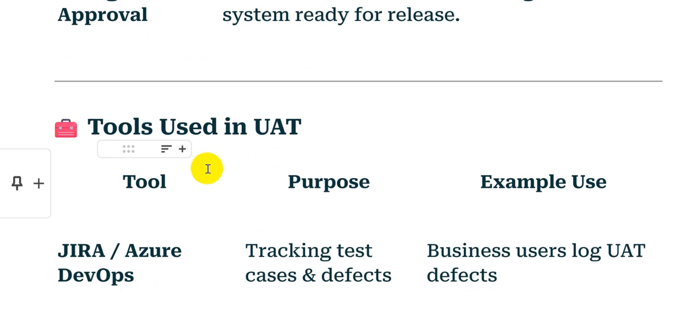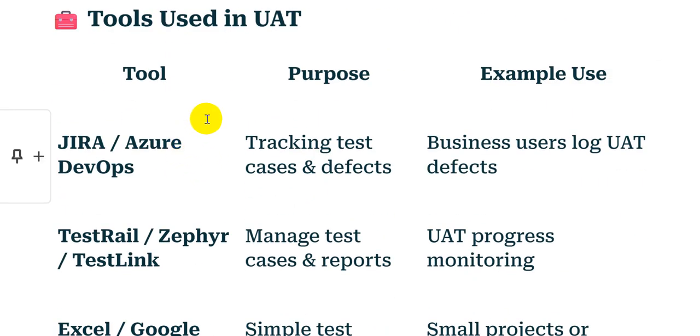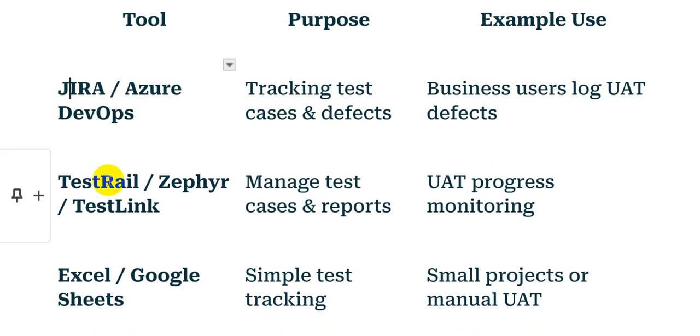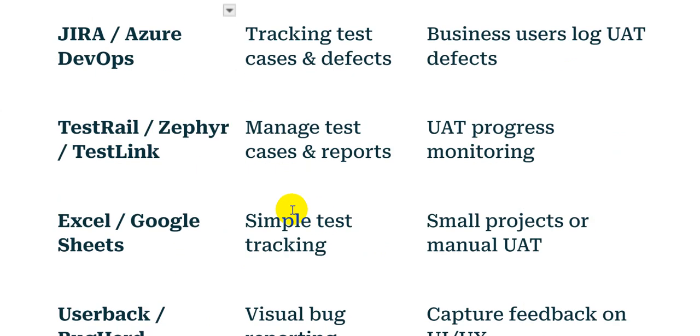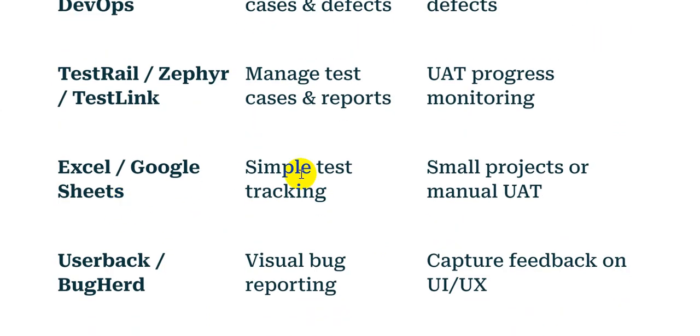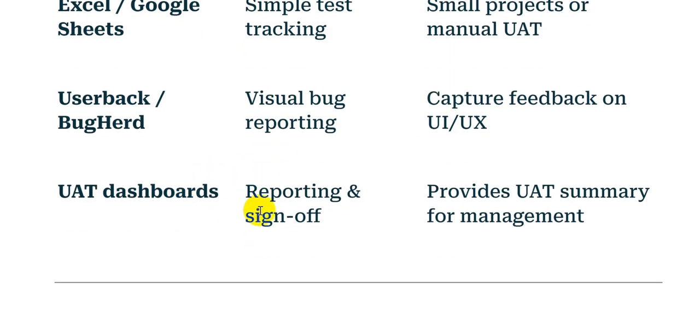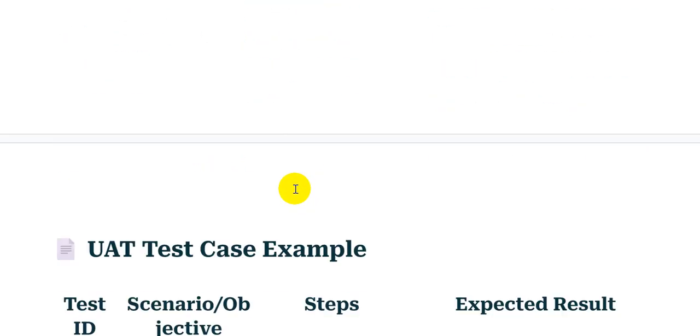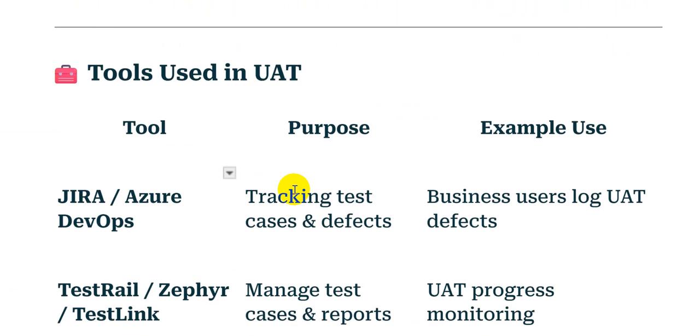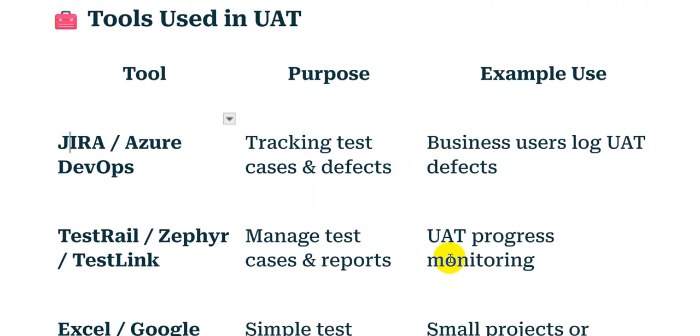Now tools used for the UAT. Here in UAT testing, we can use Jira, Azure DevOps for tracking the test cases and defects. Then TestRail, Zephyr, TestLink. This is for managing test cases and reports. Excel and Google Sheets for simple test tracking. Then a user backend bug tool is used for visual bug reporting and UAT dashboard reporting and sign off purposes. So these are the tools. If you want to know with the example, you can read this example.